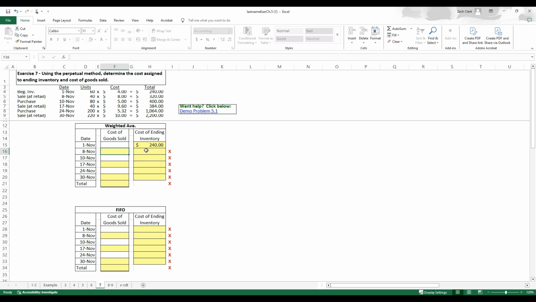And so the cost of goods sold is, oh, we're doing weighted average, sorry. So our cost will be $240 divided by 60 units, which gets us our weighted average cost. And we sold 40 units, yeah, 40 there. And then I'm going to copy this formula.